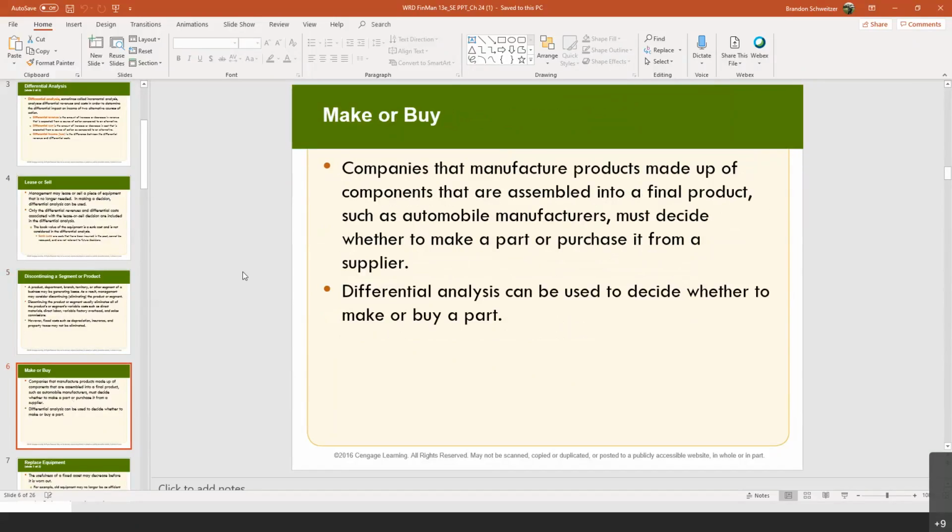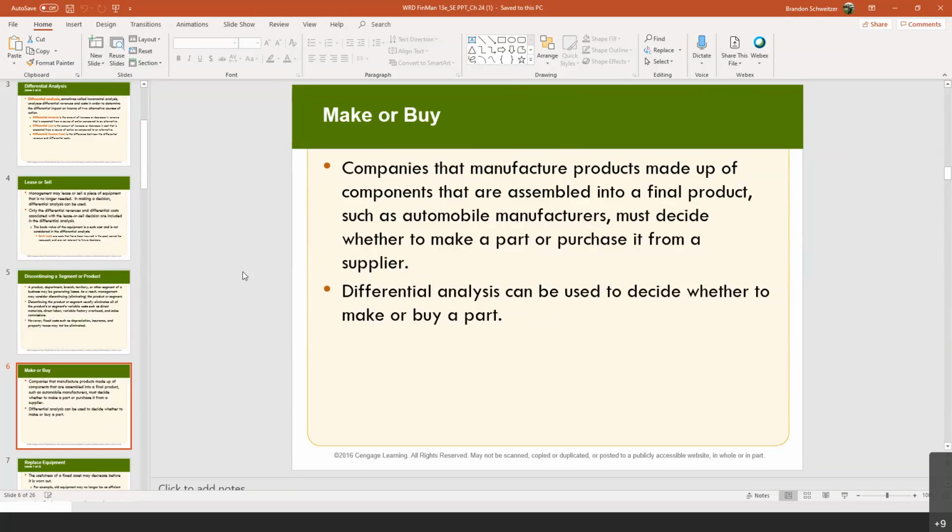And of course, management has to make a decision on what we call the make or buy decision. So companies that manufacture products that are made of components that are assembled in a finished product, like an automobile, must decide whether to make a part or purchase it from a supplier.